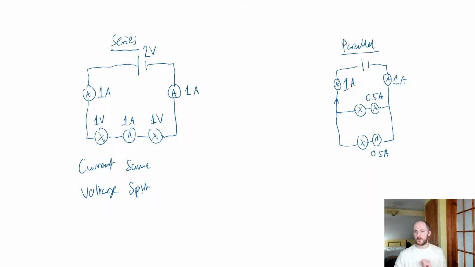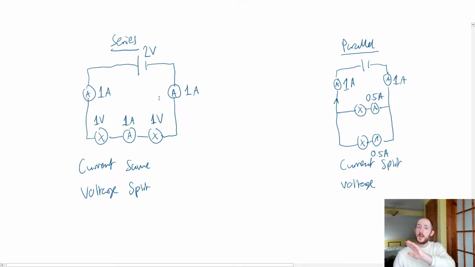Now, here's where things get a bit interesting. So the current is split for the reasons we said before, but the voltage, well, let's think about what happens to the voltage. Remember, the voltage has nothing to do with the number of electrons, it's to do with the amount of energy each electron has. Well, let's have a think.